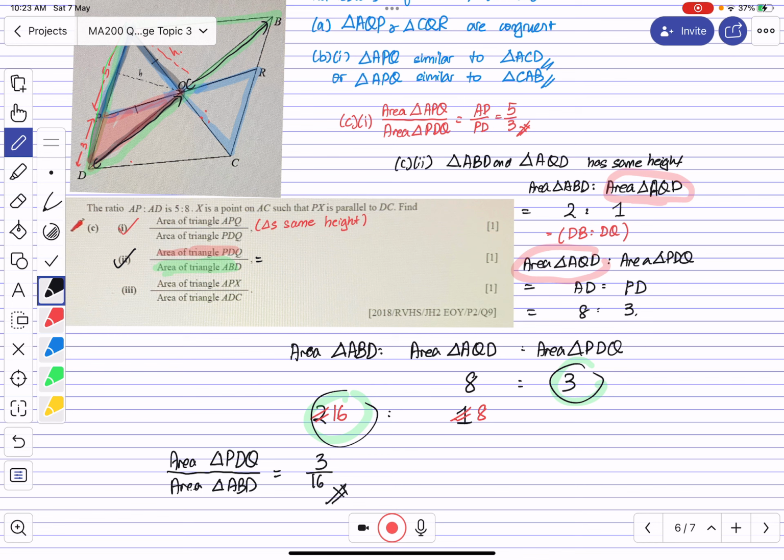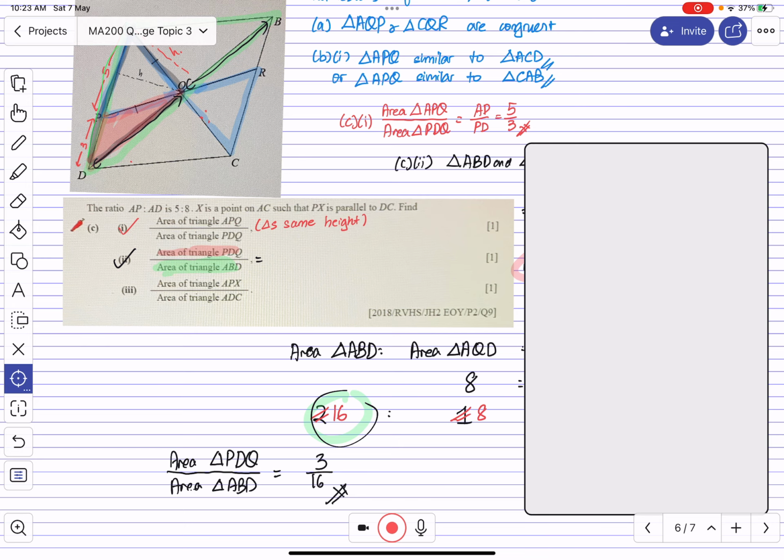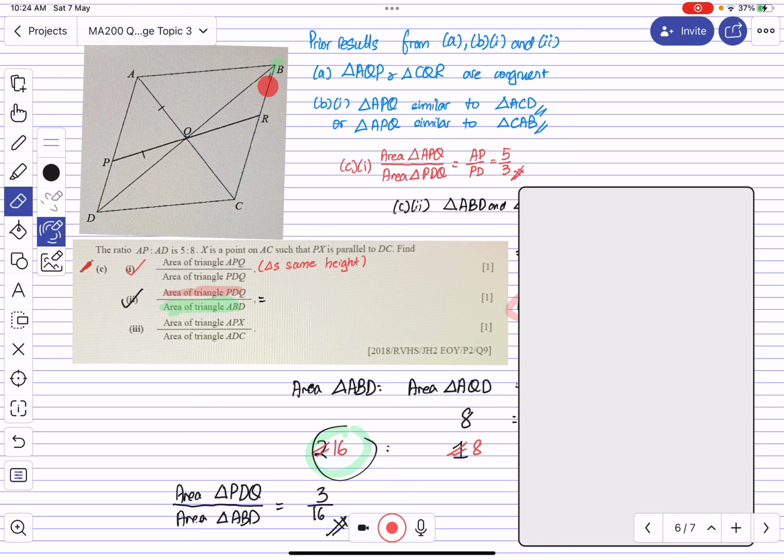Now let's look at part 3. For part 3, if I want to consider APX, where is X? X is a point on AC such that PX is parallel to DC. So I'm going to erase everything so that it doesn't look so messy. So I draw a PX here. Draw a nicer line, PX here.